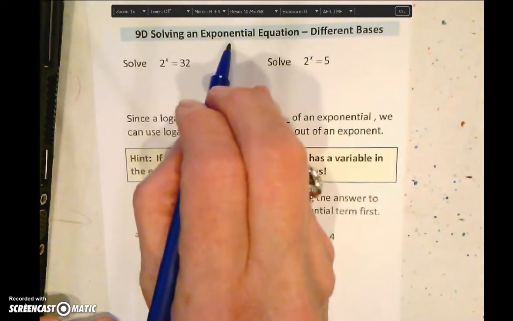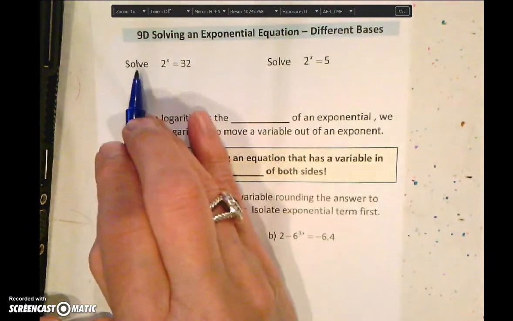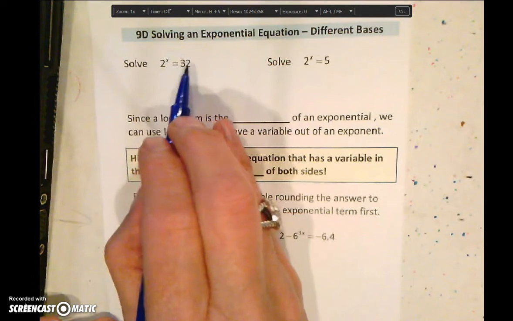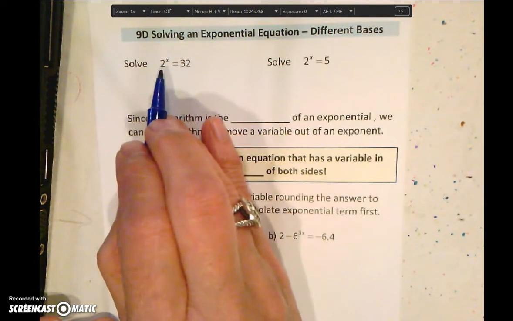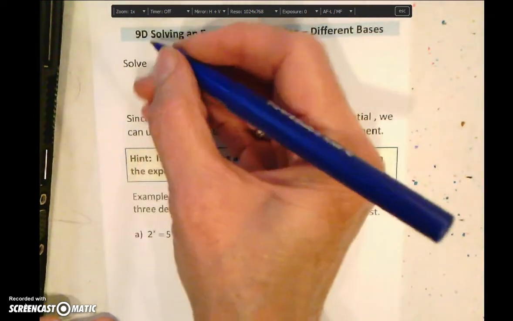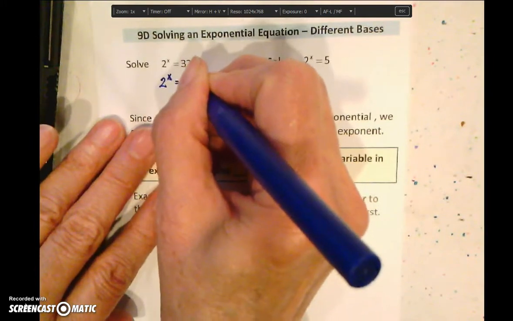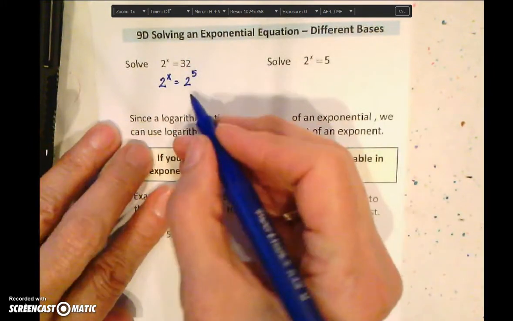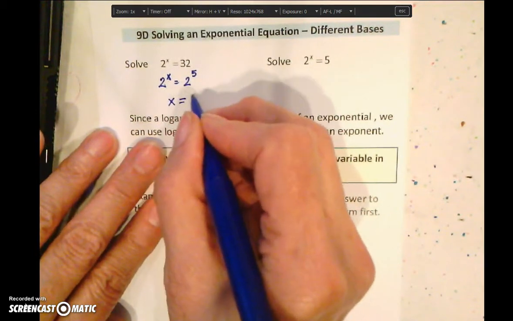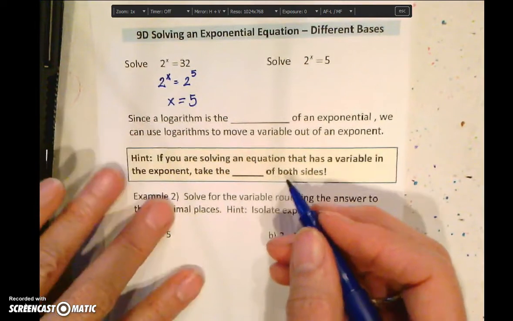We're going to be solving exponential equations again in Unit 9D. So we have solved problems like this: 2 to the x is equal to 32. We've learned that if we can rewrite both sides with the same base, it is easy to solve. So this is 2 to the x, and 32 is 2 to the fifth. If we get the same base, then we know that x is equal to 5. So 2 to the fifth power is 32.